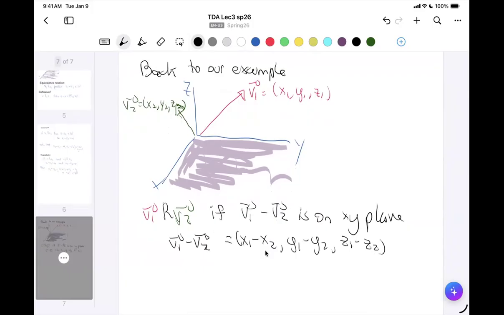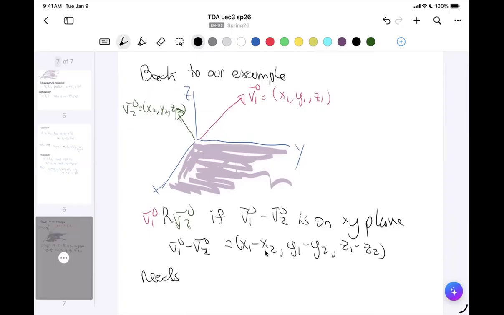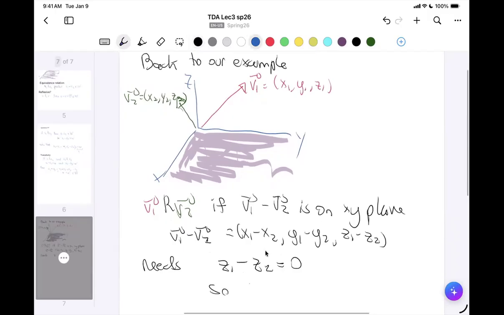as a vector. So for it to be on the XY plane, the requirement is that the third coordinate must be 0. So this needs Z1 to be equal to Z2. In other words, in this case, the condition for two vectors to be related is that they have the same height with respect to the XY plane. All the vectors at height 3 are related to one another, or all the vectors at height 5 are related to one another, etc.